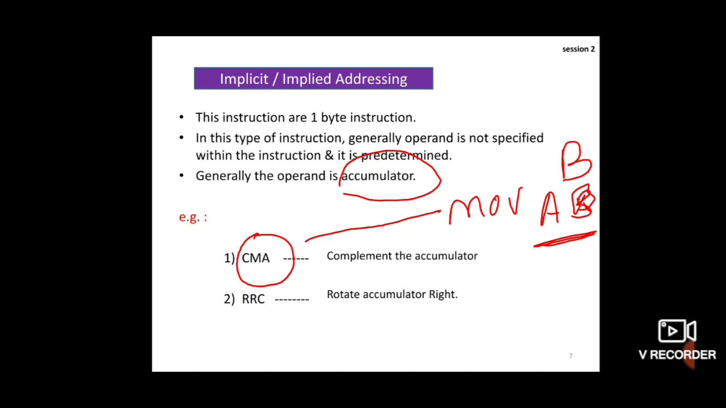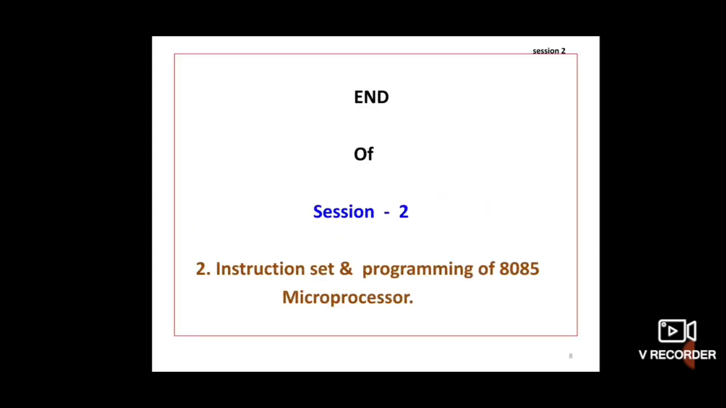Immediate addressing mode: the instruction in which I is specified is called immediate addressing mode. Register indirect addressing mode: the instruction in which M is specified is called register indirect addressing mode. And the last one is implicit addressing mode, meaning the instruction in which no data, no registers and no address are specified is called implicit or implied addressing mode. And these are the 5 addressing modes. This question is many times asked in board exams for 4 marks.